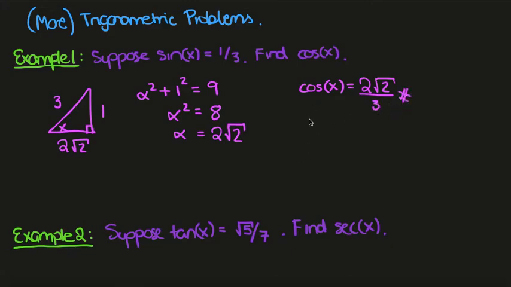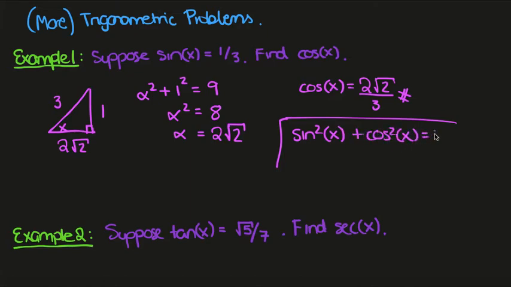An alternative approach, which is essentially equivalent, is to use the Pythagorean identity sine squared x plus cos squared x equals 1. If you know that sine x is equal to 1/3, then sine squared is 1/9, and you can use this to find the value of cos x.